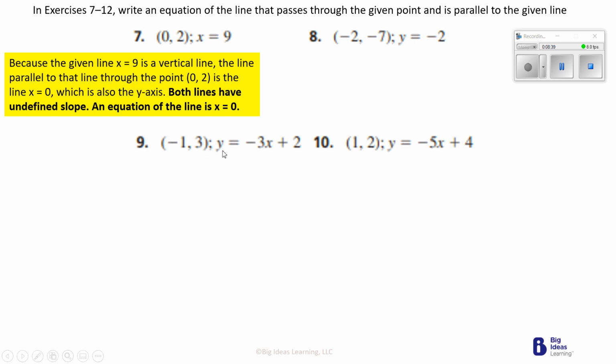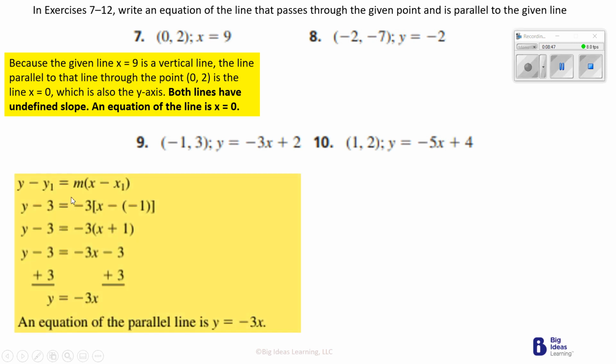This one says that y is going to equal negative 3x plus 2. I'm pretty sure we'll need this point slope formula for this one. There it is. So what we're going to do is we see that it's parallel, which means we're going to have a slope of negative 3, just like this one does. And so we're going to replace our m with negative 3. Then we know that x1 is negative 1, so we're going to put negative 1. And y1 is 3, so we're going to put 3. Well, negative times a negative is a positive. So now we have y minus 3 equals negative 3 times x plus 1.